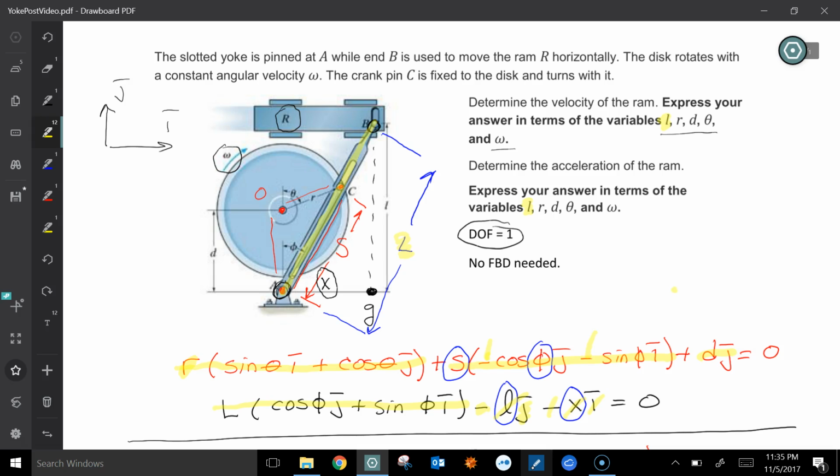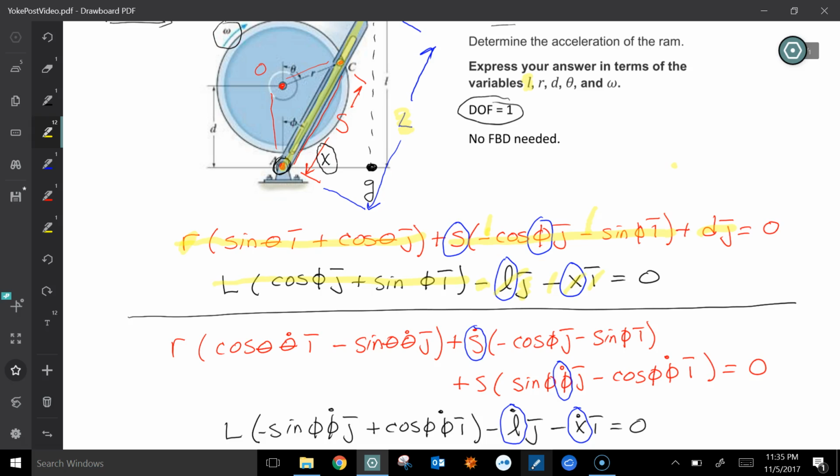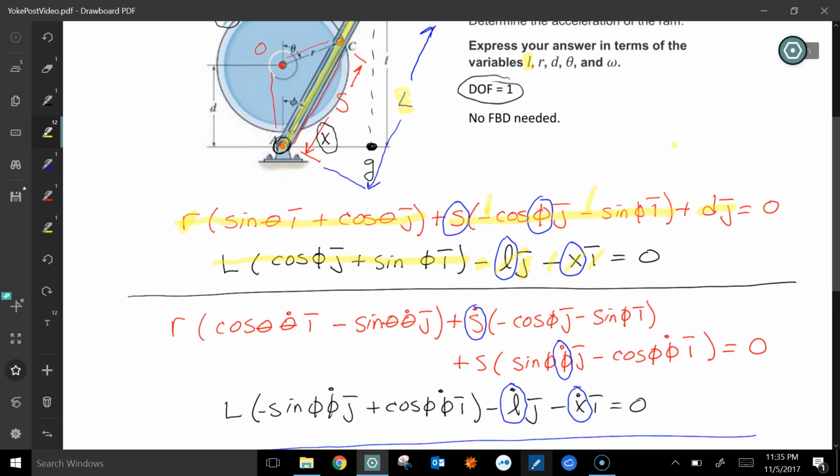So the first thing I'm going to do is solve it a normal way, which would be to say that I know big L and not little l. So what's going to happen is when you solve this guy, you're going to have four unknowns. You're going to have S, phi, little l, and x. But you're going to have four equations. So this is solvable.